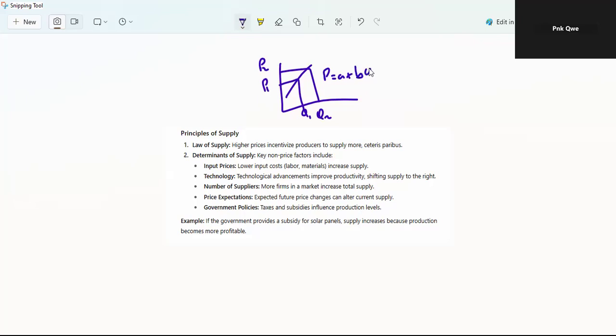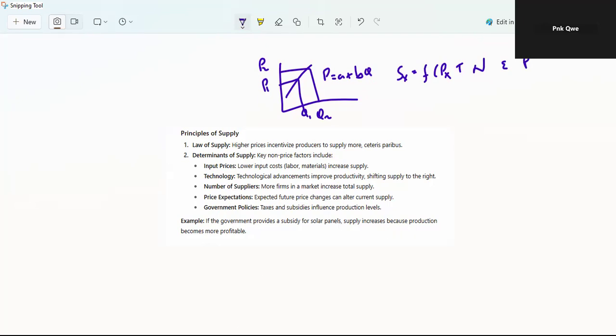So the factors that affect supply, we have many. Number one, the prices of the inputs. Number two, the technology. Number three, the number of suppliers. The more suppliers we have, the more supply we have. Number four, price expectations and policies, even weather. So if government provides a subsidy for solar panels, there will be an increase in what?